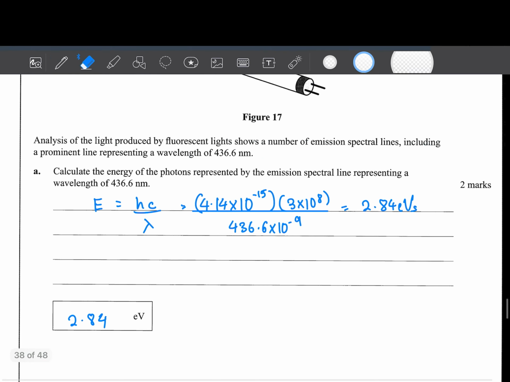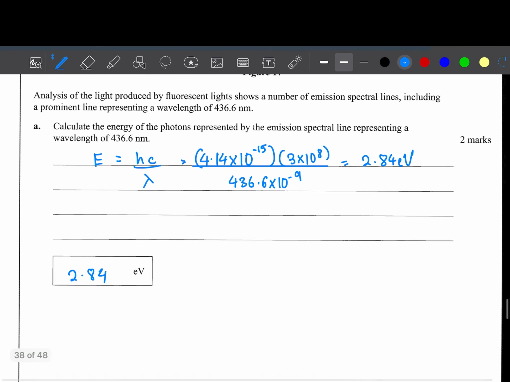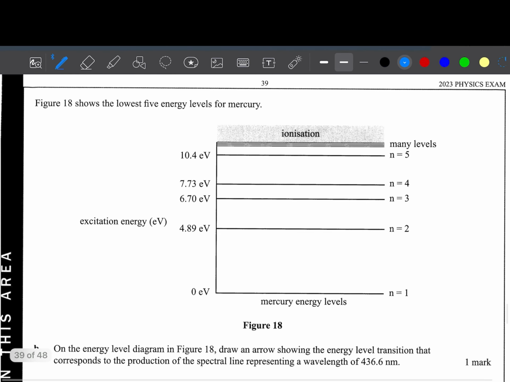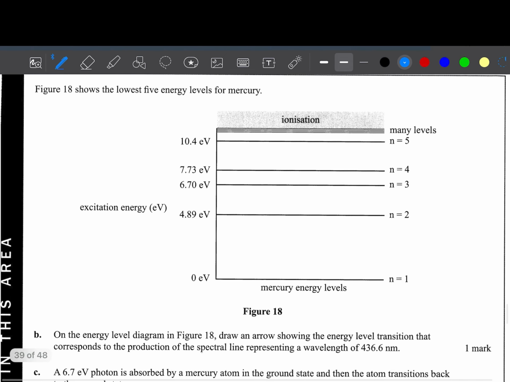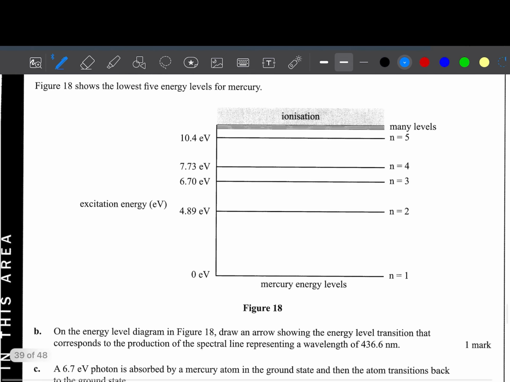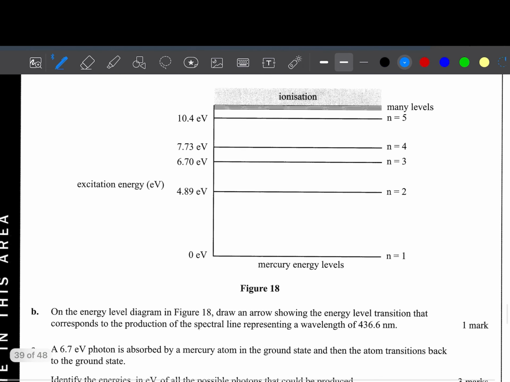Okay, never mind. Figure 18 shows the lowest 5 energy levels for mercury. Excitation and energy, okay.